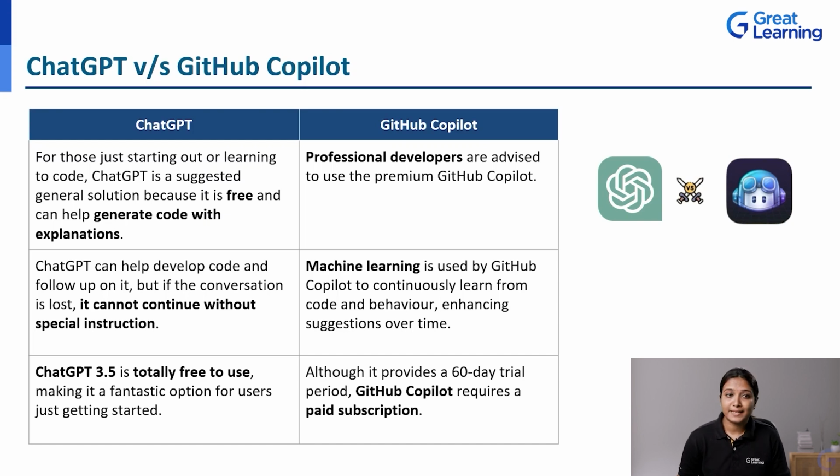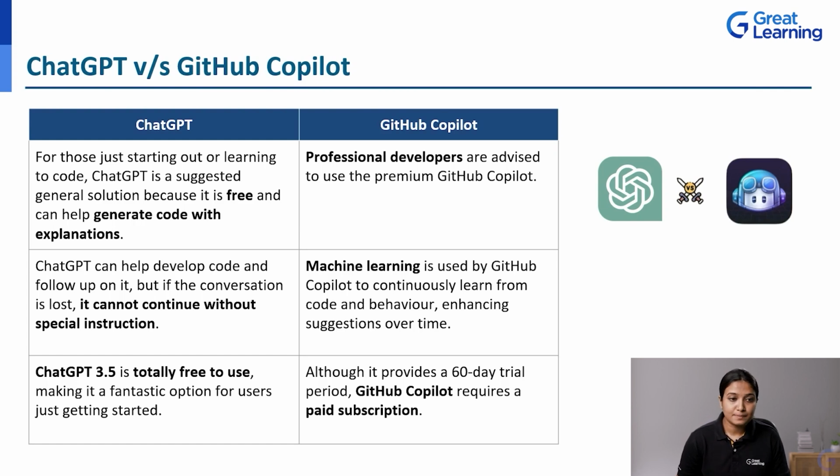Second point, ChatGPT can help develop code and follow up on it. If the code is given back to us by ChatGPT and we want any improvement on that, you can ask about it. But one thing, if you close the session, it is very difficult to get it back, or sometimes it is lost, right? So that is the problem of ChatGPT. But GitHub Copilot is based on machine learning, so it has continuous learning and keeps enhancing the suggestions over time, right? It is not restricted compared to ChatGPT.